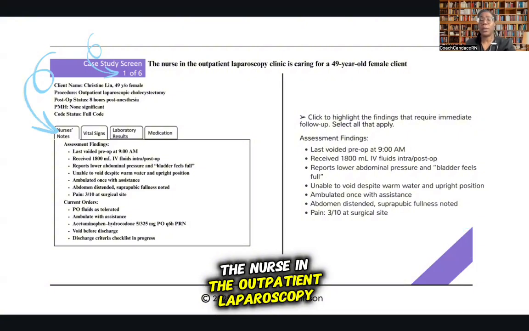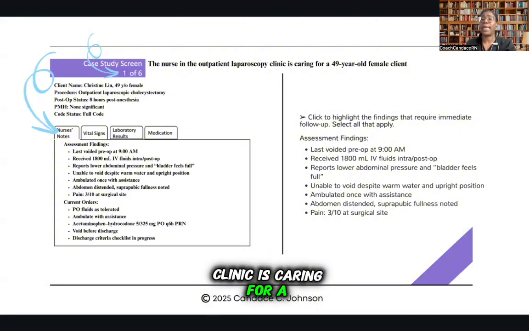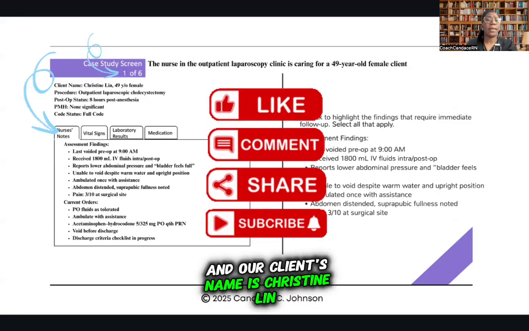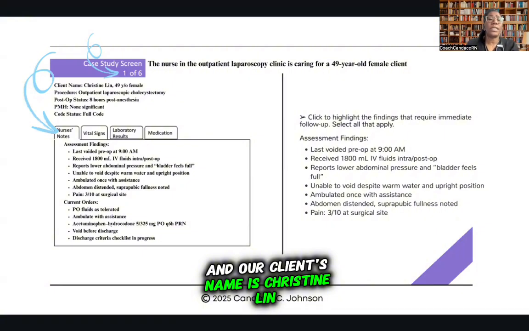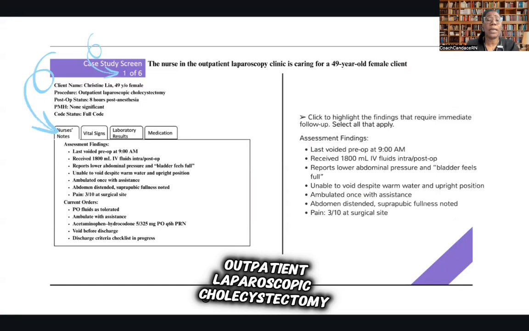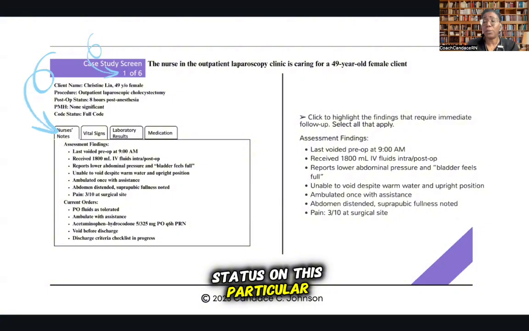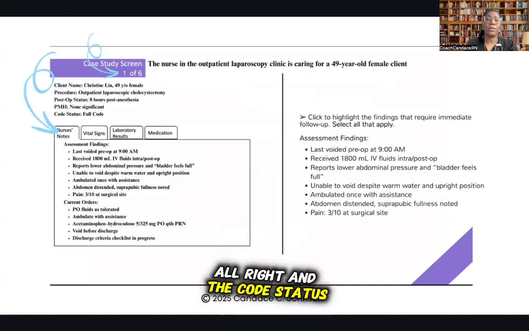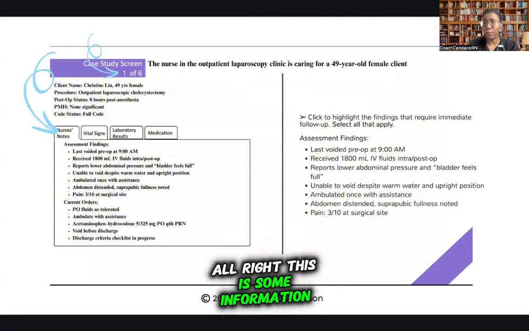The nurse in the outpatient laparoscopy clinic is caring for a 49-year-old female client. All right, so we're in a lab clinic, and our client's name is Christine Lynn. She's 49, and the procedure will be an outpatient laparoscopic cholecystectomy. All right, and the post-op status on this particular client in this moment is 8 hours post-anesthesia. And the PMH, or past medical history, none significant. And the code status for Miss Lynn would be a full code. All right, this is some information that you're being given.